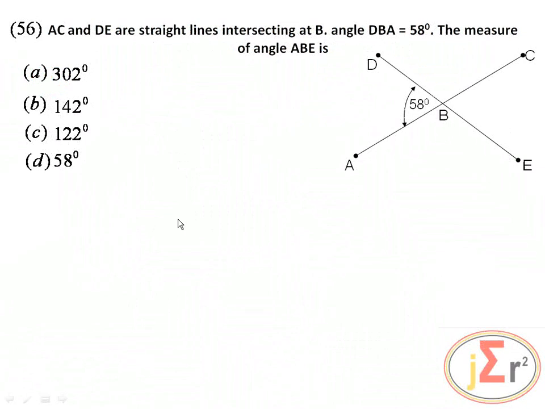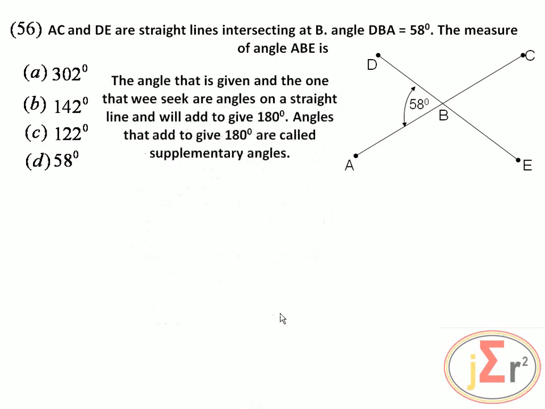AC and DE are straight lines intersecting at B. Angle DBA is equal to 58 degrees. The measure of angle ABE is what we are trying to determine. ABE is the one that we need to find.